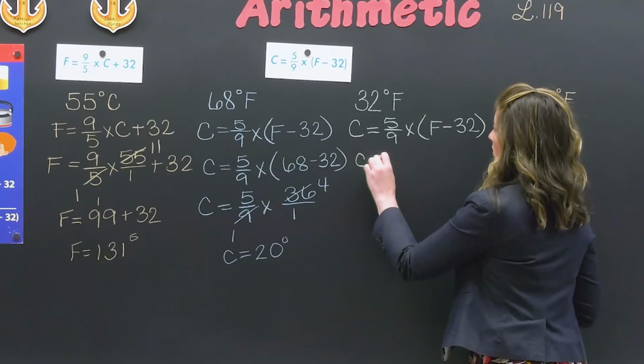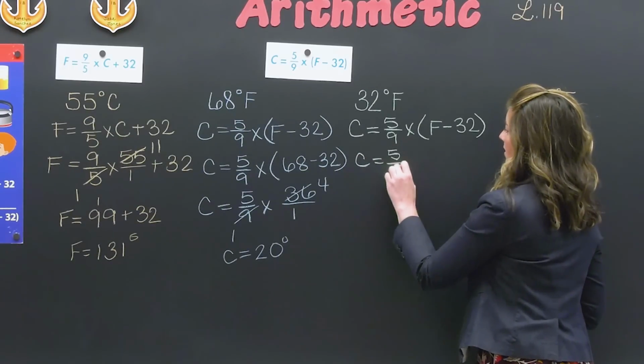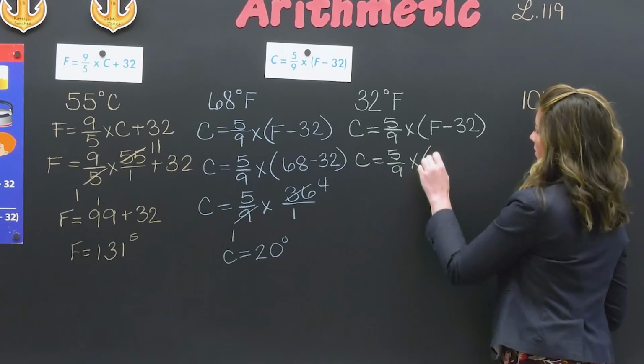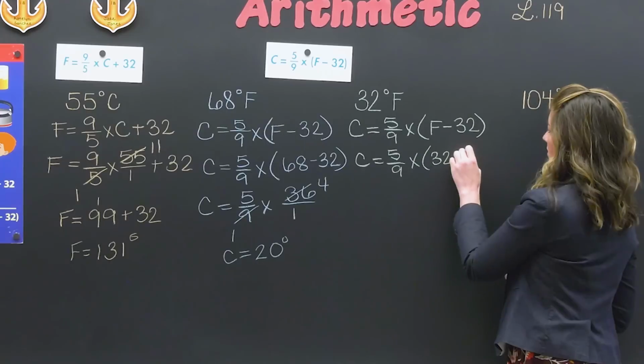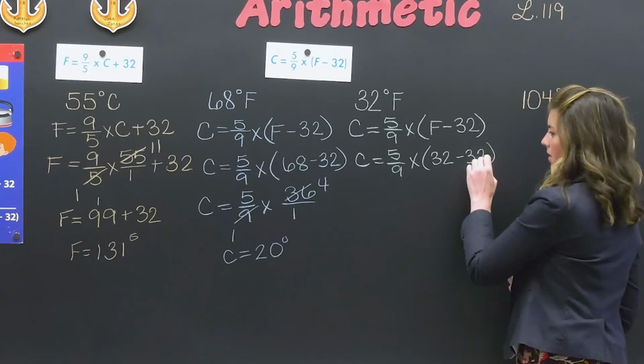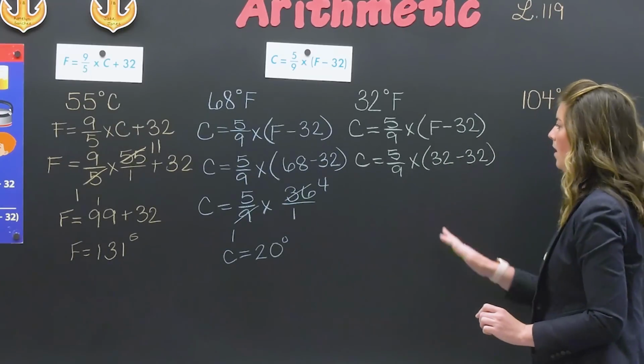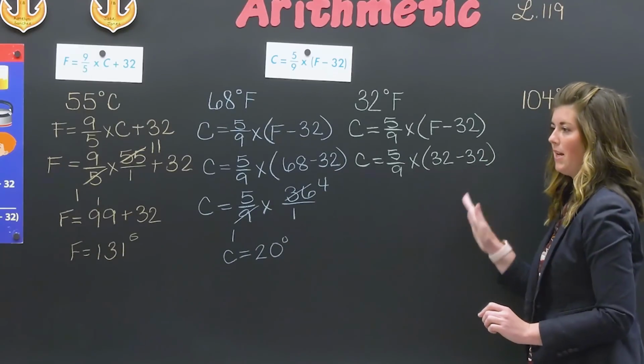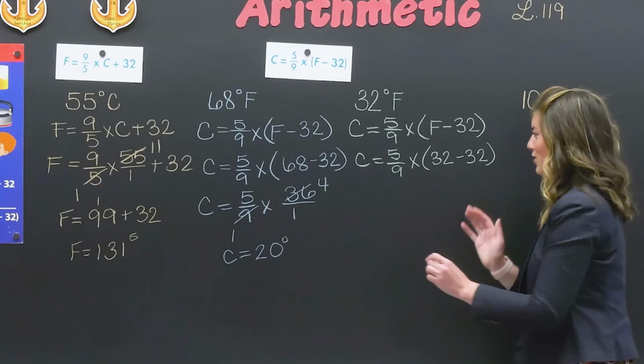So I write C equals 5/9 times 32 minus 32. Rosario, this is very difficult. Well, what is 32 minus 32? 0. You are so smart.